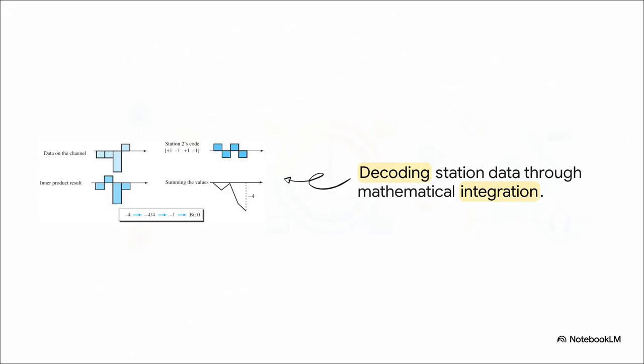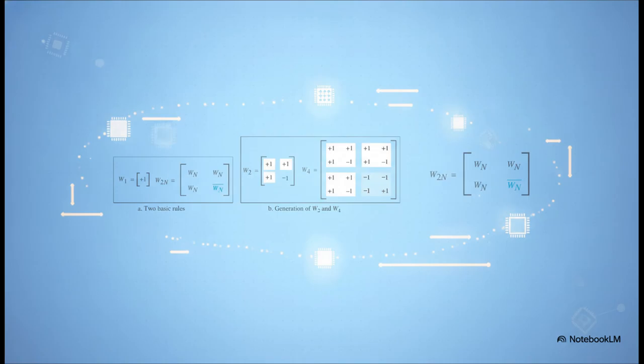Summing those up, which graphically integrates the area, gives us -4. Finally, we divide by n, which is the number of stations, so 4. -4 divided by 4 equals -1. And what does -1 map back to? Bit 0. We perfectly extracted station 2's data without a single drop of interference from the others. Boom.